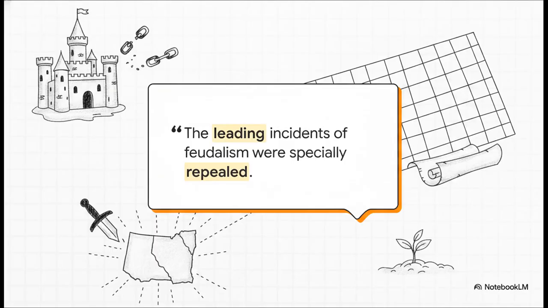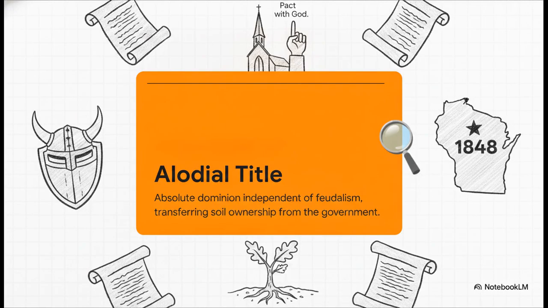To really illustrate the ordinance's impact on property, the documents point directly to an 1870 annual report from the Commissioner of the General Land Office. And there's a key quote that really stands out here. The leading incidents of feudalism were specially repealed. According to the texts, the celebrated Ordinance of 1787 fundamentally altered how land was held by repealing feudal tenures. So what replaces it? This new form of ownership is defined in the texts as allodial title.